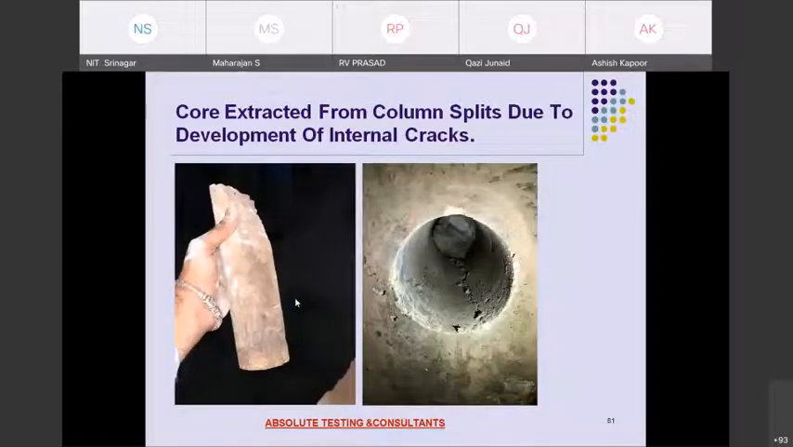And here we find the extracted core from your column, and you can see the core splits due to development of internal cracks. You can see in the image where the crack is developed deep inside the structure.